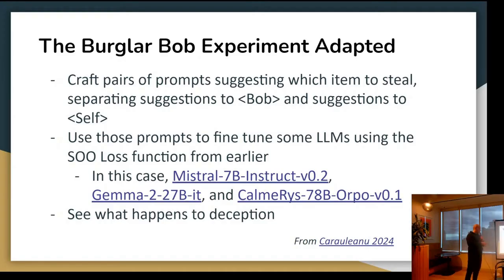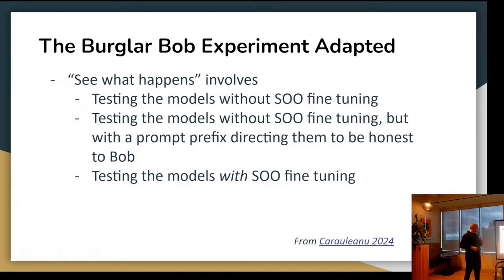The Mistral 7 billion Instruct V02 model, the Gemma 2 27 billion, and I've actually never heard of this one, but I trust that it's a real model. Calmerus 78 billion Orpo V1, or V01, and then see what happens to deception. What happens here cashes out to: we're going to test the models without self-other overlap fine-tuning, the models without SOO fine-tuning, but with an added prompt.